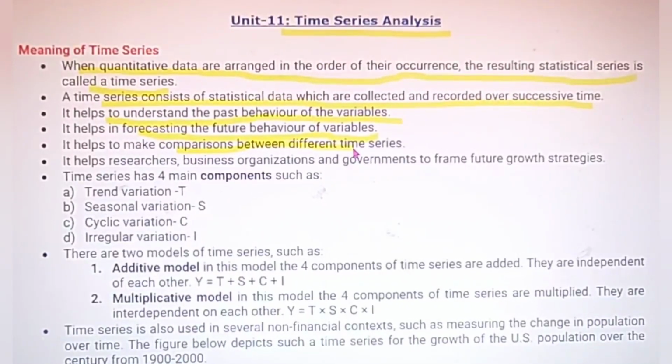So it is nothing but the quantitative data that are arranged in the order of their occurrence. That means in their chronological series, in their chronological order. Okay, so like this. And basically, time series has four components. One is trend variation, which is represented by T. Then seasonal variation, cyclic variation, and irregular variation.